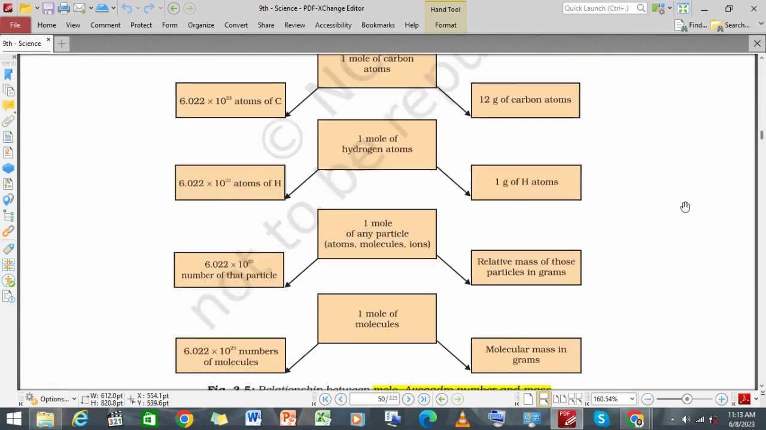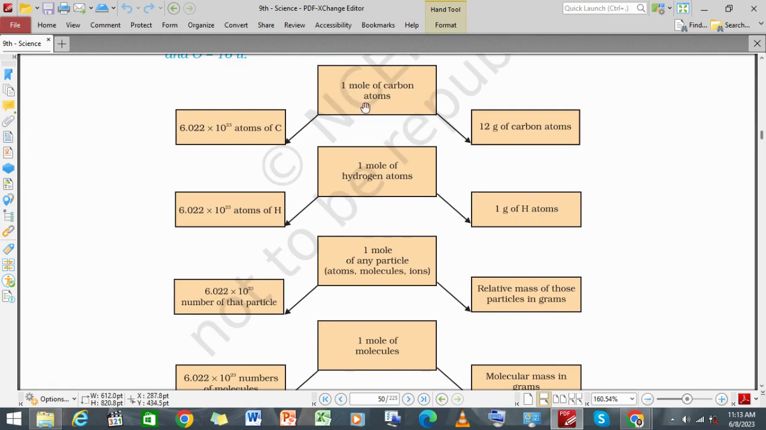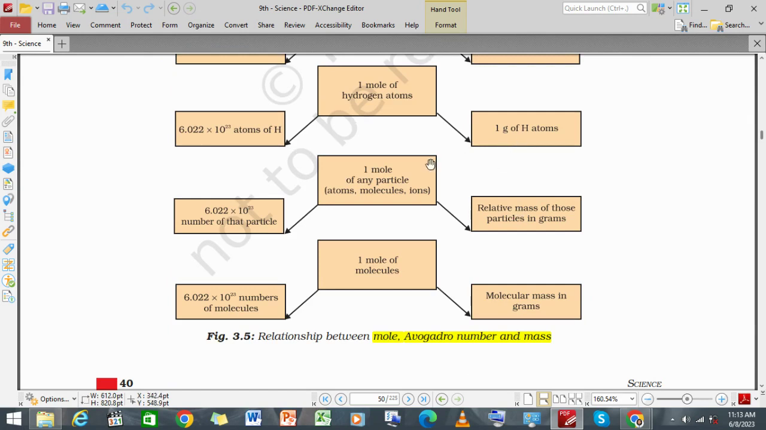Here, 1 mole of carbon atoms means there are 6.022 × 10^23 atoms of carbon present, and it is also known that 1 mole of carbon means 12 grams of carbon atoms. This is the molecular mass, and this is the Avogadro number. Now, 1 mole of hydrogen atoms means 6.022 × 10^23 atoms of hydrogen, and it also means that 1 gram of H atoms is present.